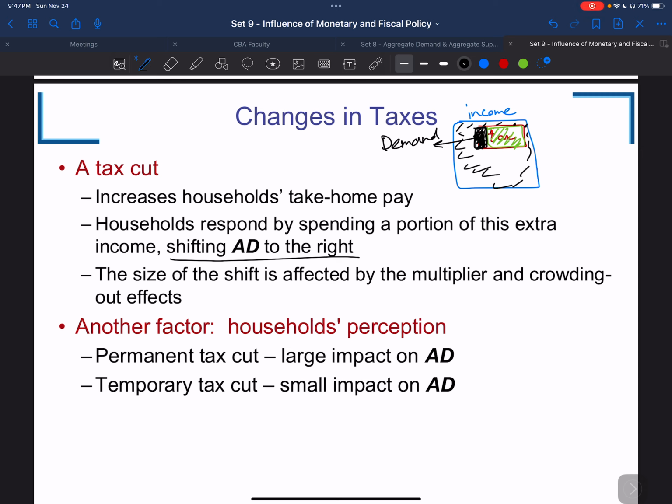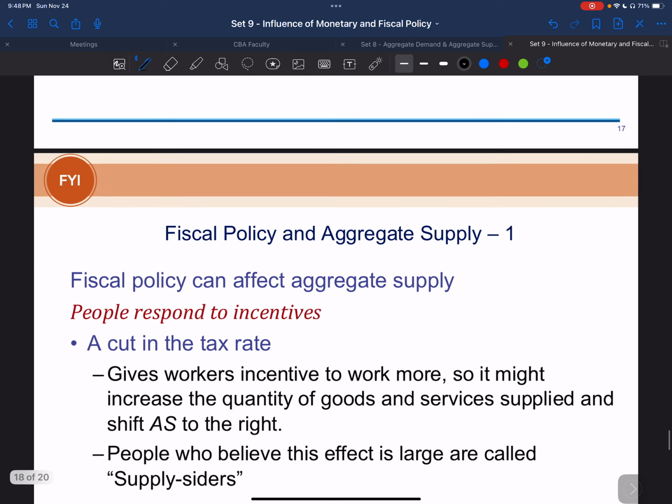Sometimes these tax cuts are permanent, sometimes they are temporary. So when they are permanent tax cuts, they're going to have a large impact on the aggregate demand. But when they are temporary, people know that this tax cut will end at some point, so they might decide to save part of this tax cut for future spending. Okay, so we're going to see that in the case of the temporary tax cut, the effect on the aggregate demand is going to be a small amount.